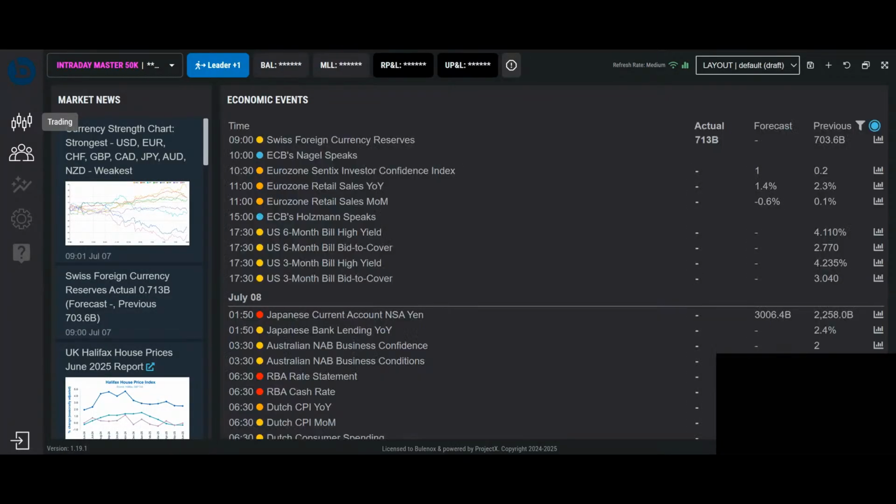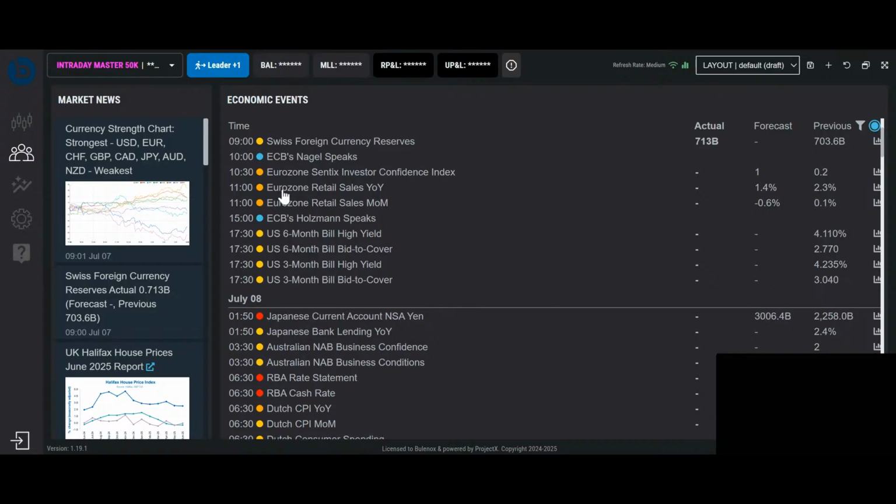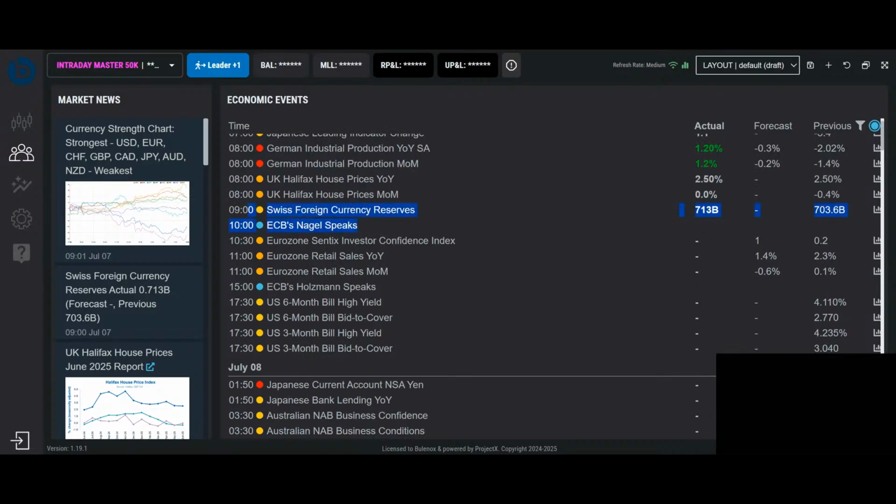I did remember that somebody was speaking. Oh, that was at 10 o'clock, so 1 per hour. Swiss foreign currency reserve. It's more than they predicted.